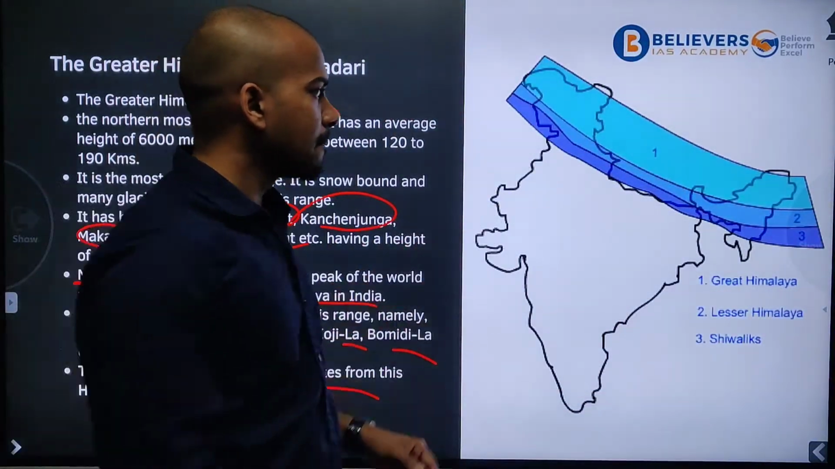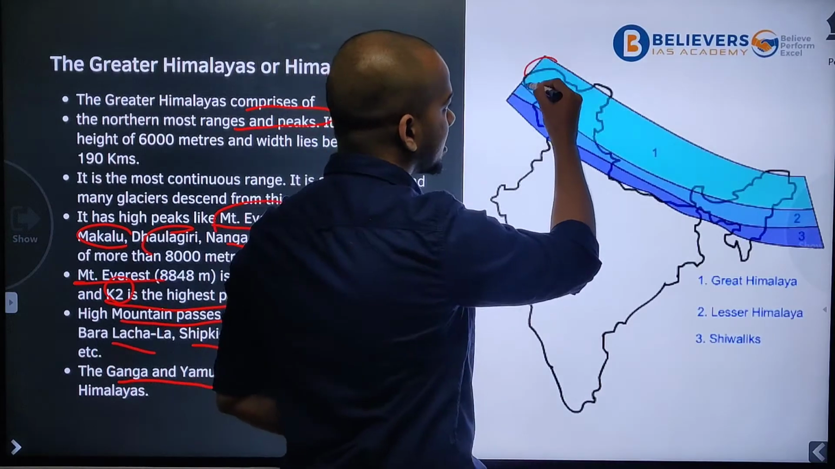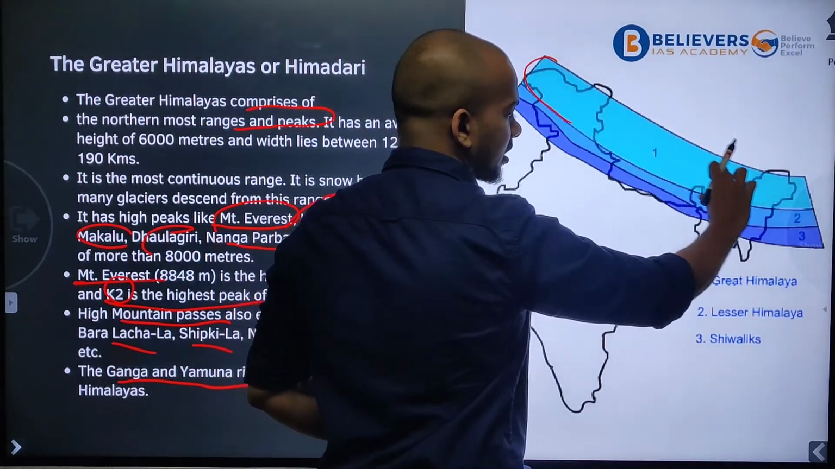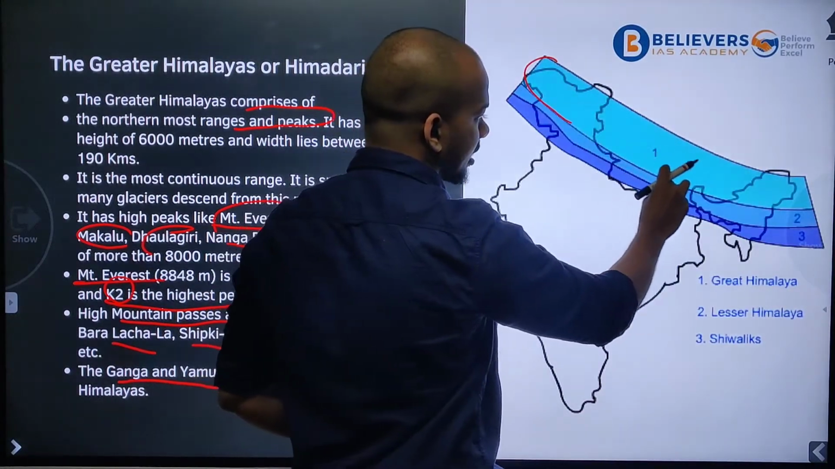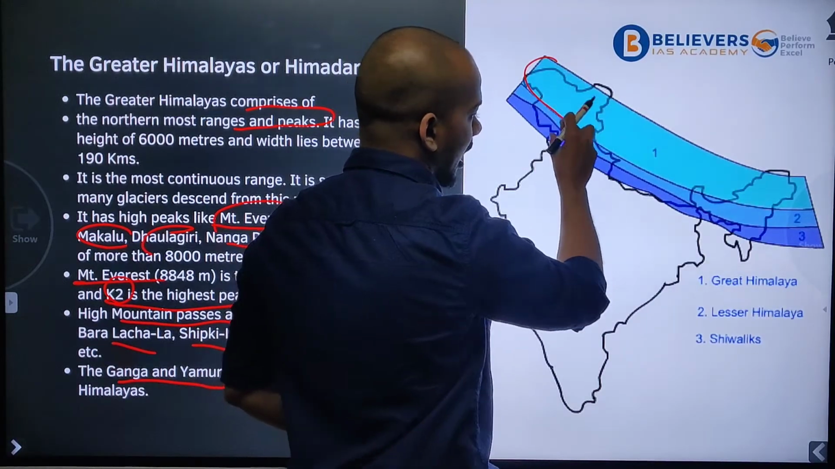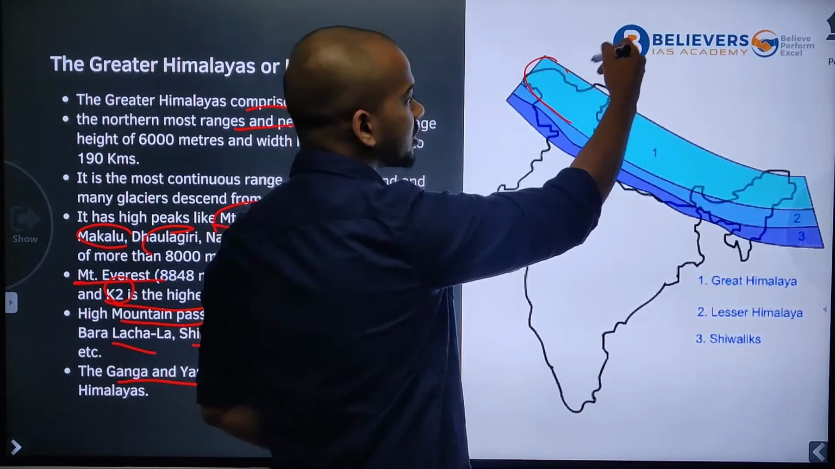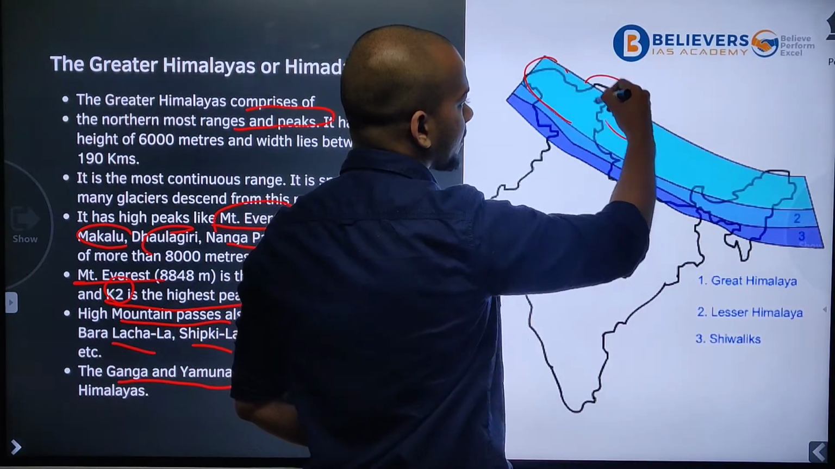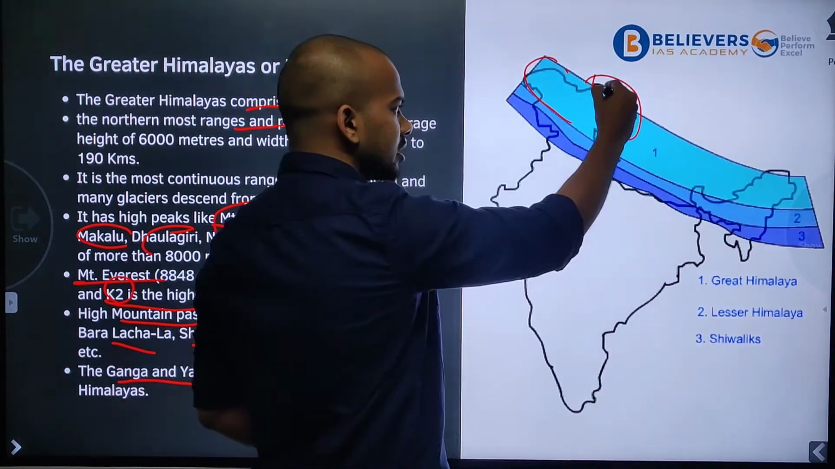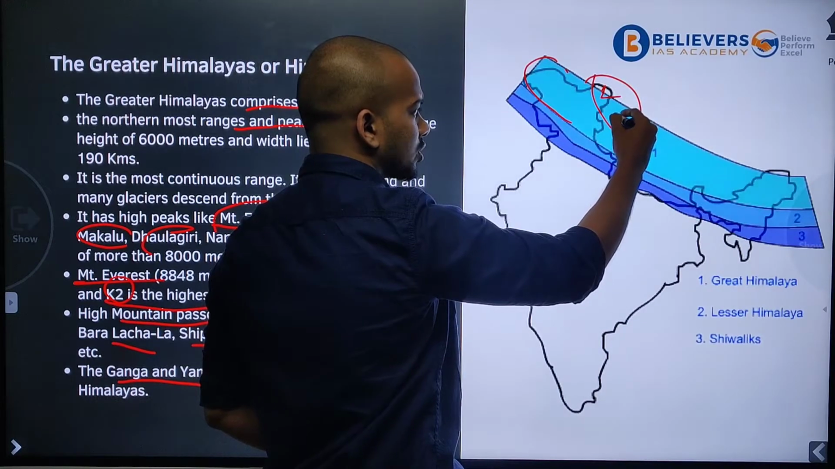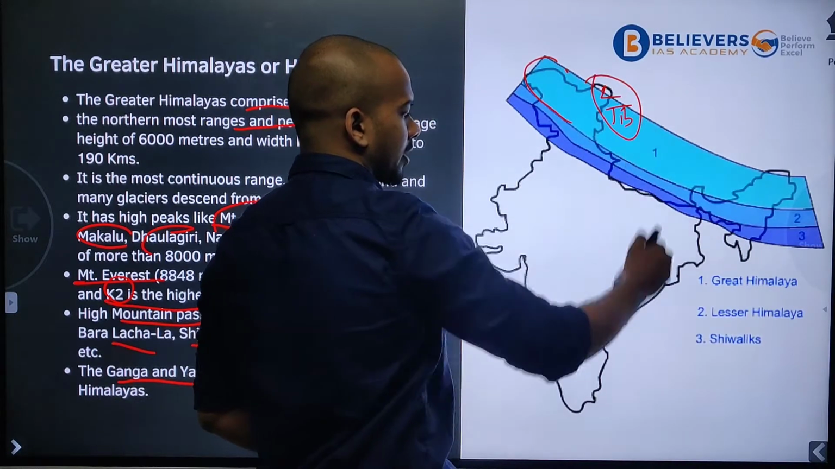In this map you can see a better classification. Here the Greater Himalayas, this area will be the Greater Himalayas, and then south to that the Lesser Himalayas or Himachal, and Outer Himalayas and Shivaliks. So beyond this Greater Himalayas, you will find the Trans Himalayas, which is going to include the Ladakh and also the Tibetan Plateau. Alright.